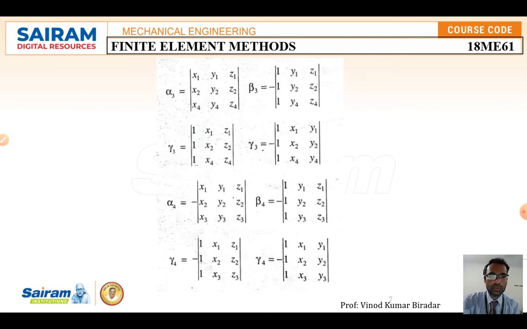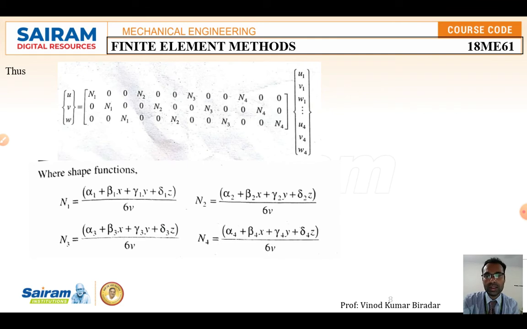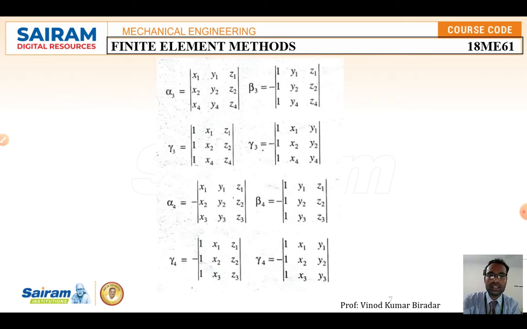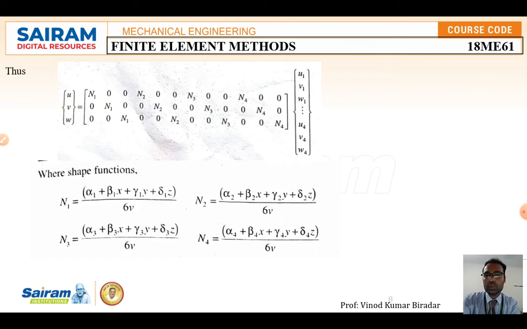Okay, so 1, 2, 3, 4 nodes. With the help of all those elements, you are going to write this in matrix form. So u in three directions will be there: u1, v, w. So n1, again 0, 0. Here nothing will be there, just write these in matrix form. Okay, so n1 0, 0, n2 0, 0, n3 0, 0, n4 you are going to get.